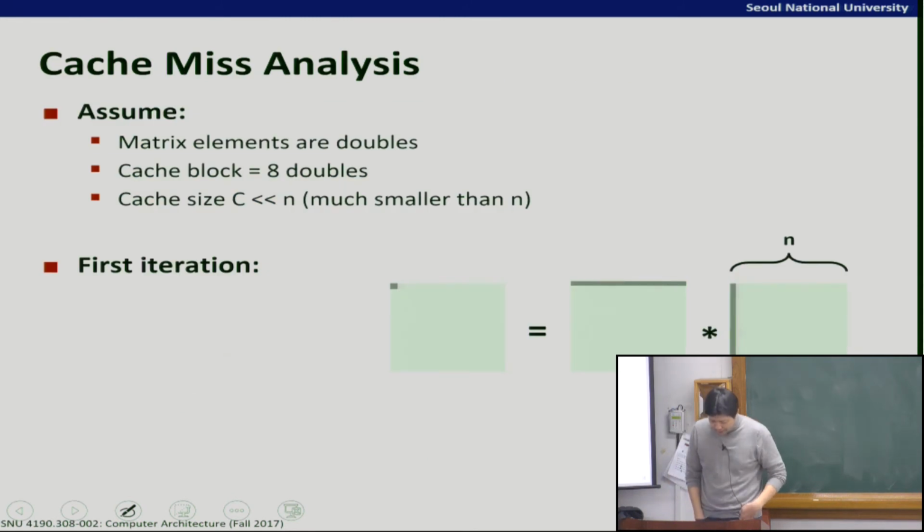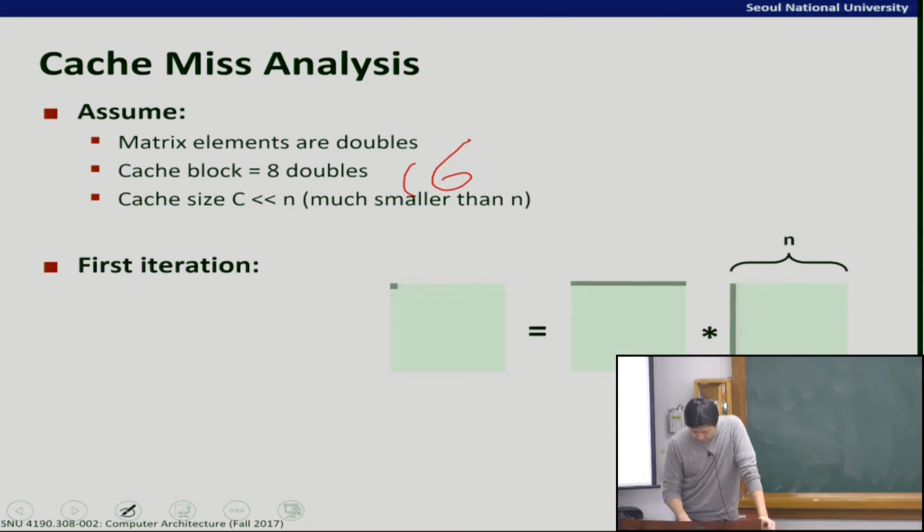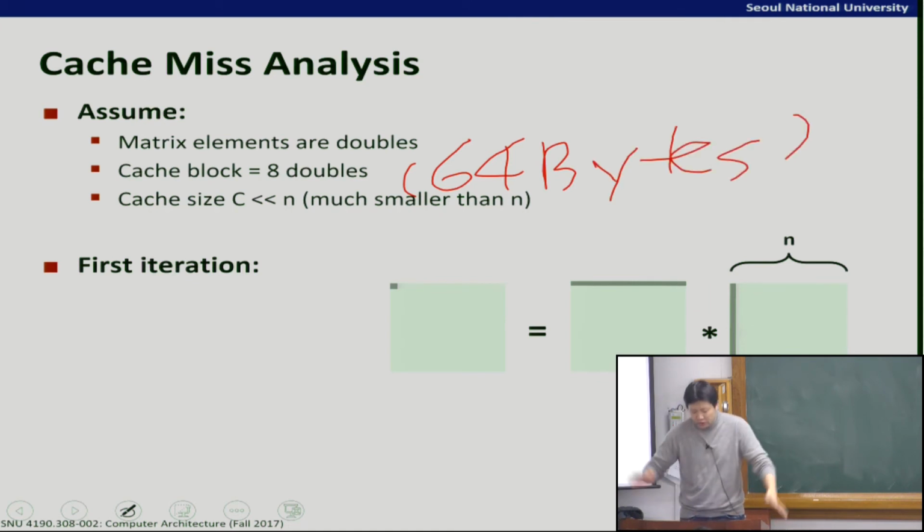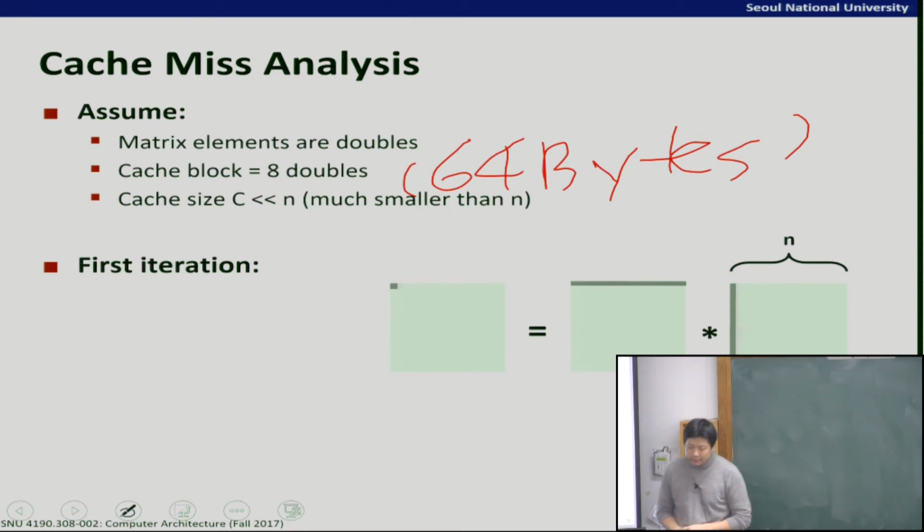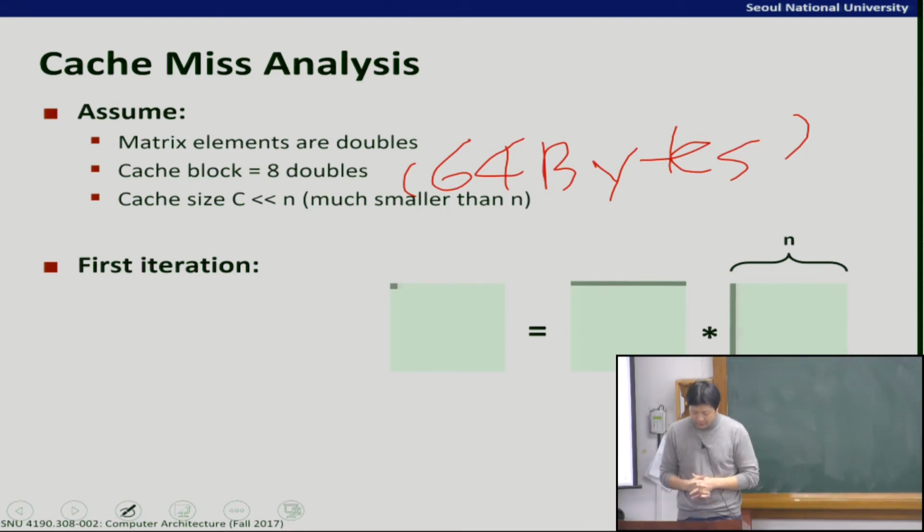So let's say we actually do some cache miss analysis again. Here we make some different assumptions. First, matrix elements are doubles. It's the same, right? Each element takes 8 bytes. And cache block size is 8 doubles. In other words, cache block size is 64 bytes in this example. So each cache block can hold 8 doubles, and each double takes 8 bytes.